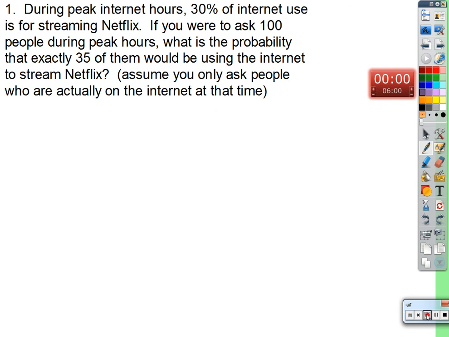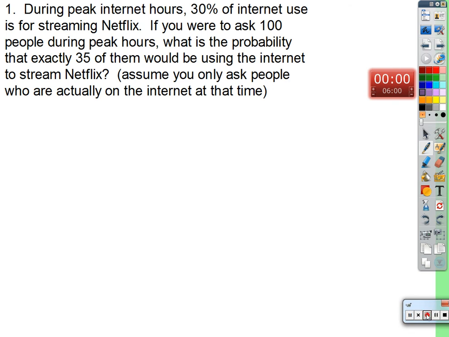But this, let's see, are we doing the same thing over and over again? Could you describe this in a way that's the same experiment happening multiple times? How many times? 35. No, 100 times. Yes, a total of 100 times. And how many times do you want to succeed? 35. Okay, so what is the experiment? How would you describe the experiment? What are you doing? 100 times. You want to ask 100 people who are using the internet right now if they're using Netflix? Yeah, or they're using the internet for the Netflix. Okay. Good.